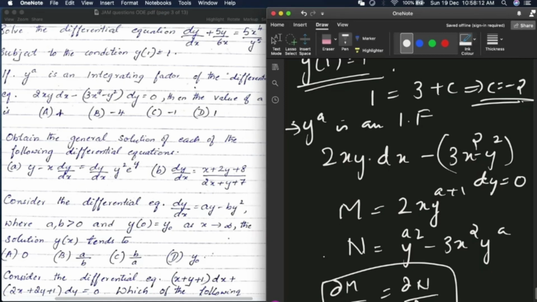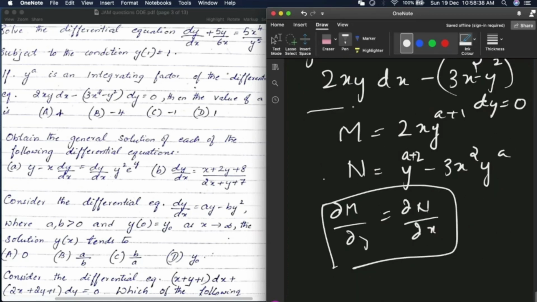So you can see if I multiply this throughout by y raised to a, what I'm going to get is 2x y raised to a into y, that is y raised to a plus 1. And then this becomes 3x square into y raised to a. This becomes y raised to a plus 2. So when I multiply this equation by y raised to a, it has to be an exact differential equation. So your m and n after multiplying with y raised to a is going to be this.